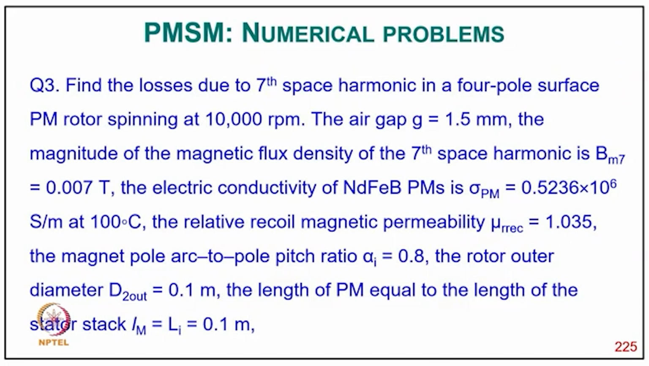So coming to question 3: find the losses due to the 7th harmonic in a 4-pole surface PM motor spinning at 10,000 rpm. The air gap is equal to 1.5 millimeter. The magnitude of magnetic flux density in the 7th space harmonic is Bm7 equal to 0.007 Tesla, and the electric conductivity of NdFeB in the PM is sigma PM equal to 0.5236 into 10 to the power 6 S per meter at 100 degrees Celsius, and relative permeability is 1.035.